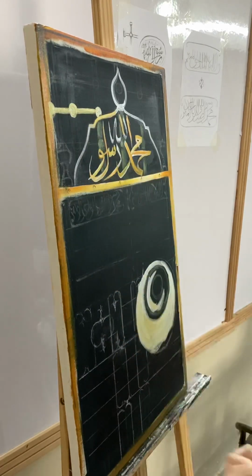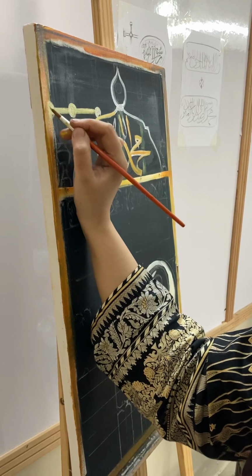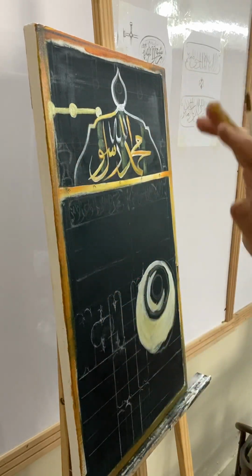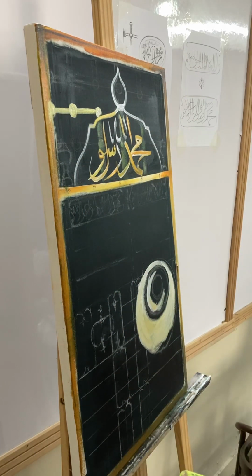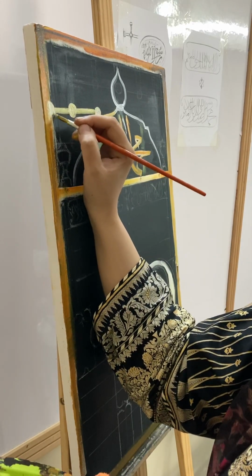This is the top head of these rods. I'm making one and I'm showing you one, and all will be the same. The color sequences, the shape, each and everything would be the same.